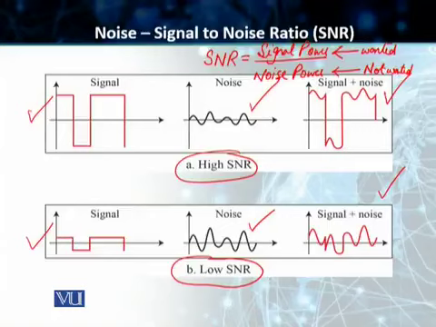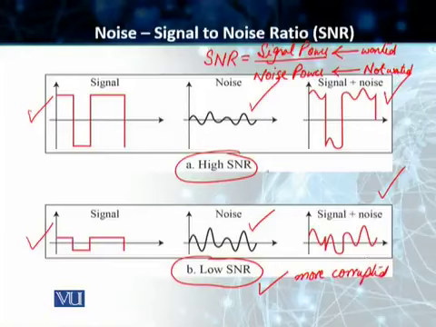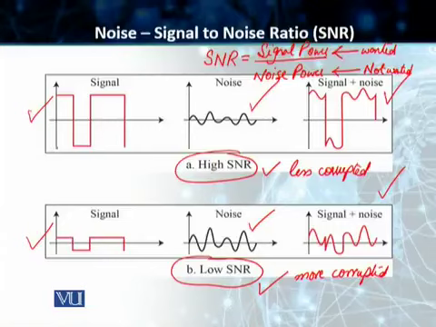Students, a low SNR means that our signal is more corrupted. A high SNR means that our signal is less corrupted. And you can compare the two. The top one, which is high signal to noise ratio, is still a slight replica of what we transmitted. But in the second case, there is no way this signal can be recreated or reproduced to what was originally transmitted.